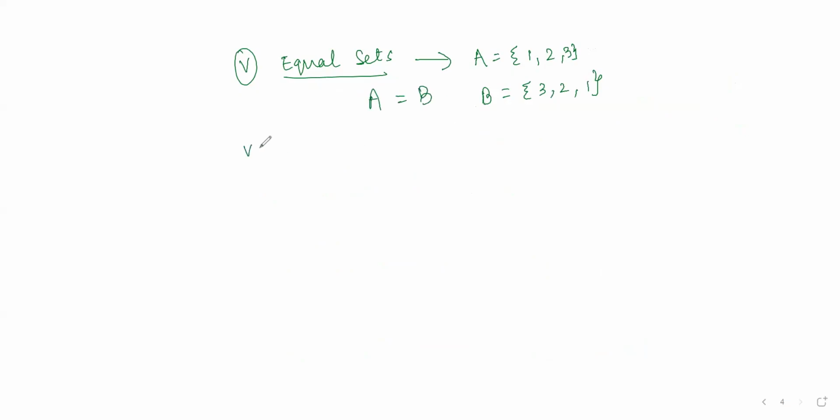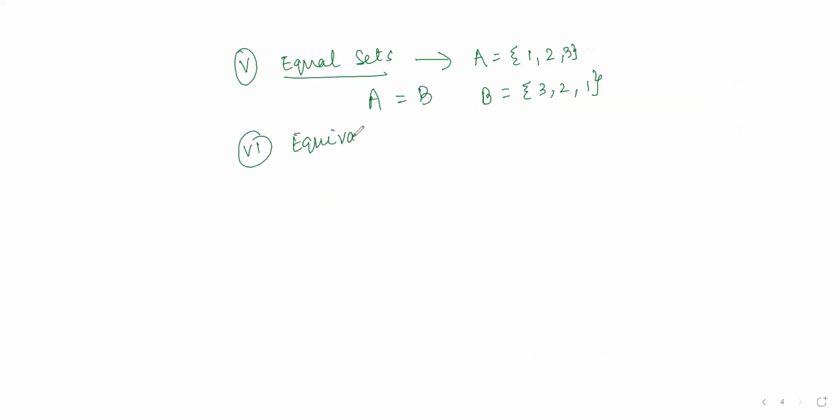Two more types of sets that I wanted to share were equal sets. What's an equal set? An equal set is a set that are equal, as simple as that. Like the set 1, 2, 3 is the same as the set 3, 2, 1. Even if the order is different, it doesn't matter, the set is the same. A and B are equal sets.